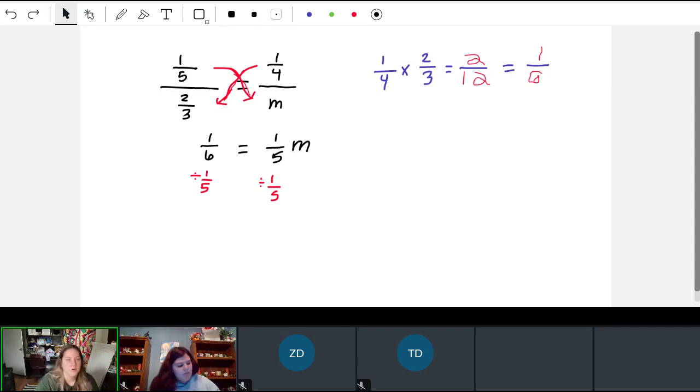Now, we're going to rewrite that over here. 1/6 divided by 1/5. Now, do we divide fractions? No, let's multiply them. Remember, we can multiply them using the reciprocal. So keep, change, flip, remember? So keep 1/6, change to multiplication, and flip the last fraction. So now we have an easy multiplication problem. Okay, use your tools and solve that for me. 1 times 5 on the top, 6 times 1 on the bottom.